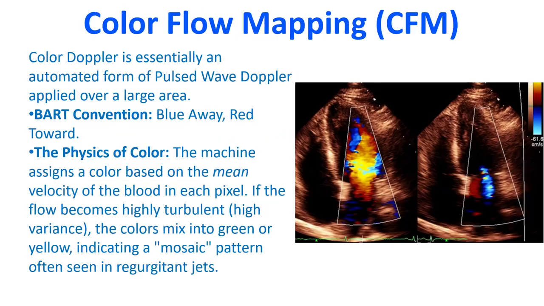Color Doppler is essentially an automated form of pulsed wave Doppler applied over a large area. We follow the BART convention, that is a mnemonic, blue away, red towards, for coding the color of the flow. The machine assigns a color based on the mean velocity of the blood in each pixel. If the flow becomes highly turbulent, that is high variance, the colors mix into green or yellow, indicating a mosaic pattern often seen in regurgitant jets.